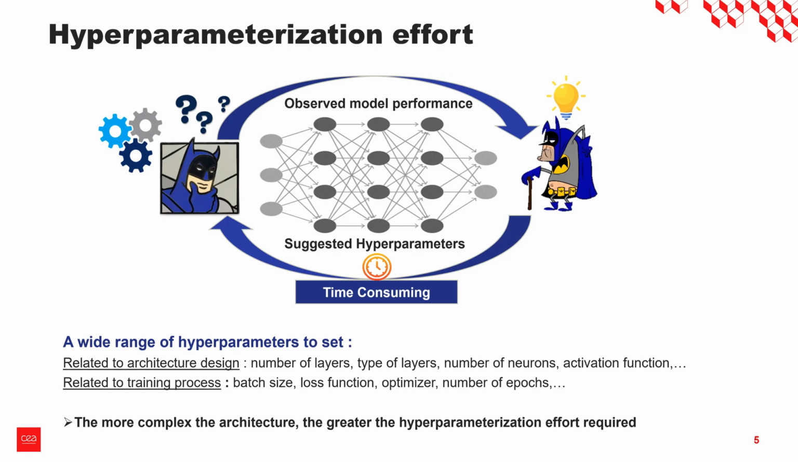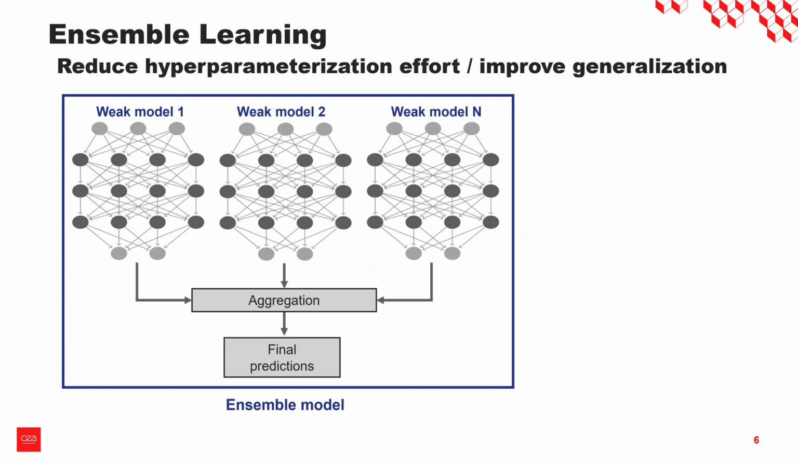Efficient automated hyperparameter tuning is not solved yet, so hyperparameters are generally searched by experimental analysis. Their correct configuration is essential to obtain good generalization, and in our case, good attack performance on the target device. And the more complex the architecture, the greater the hyperparameterization effort necessary. So in the machine learning community, in order to reduce this hyperparameterization effort and improve generalization, a common approach is to use ensemble learning. Ensemble learning consists in training different models, which are generally weak, and aggregating them with an aggregation method to construct the final ensemble model.